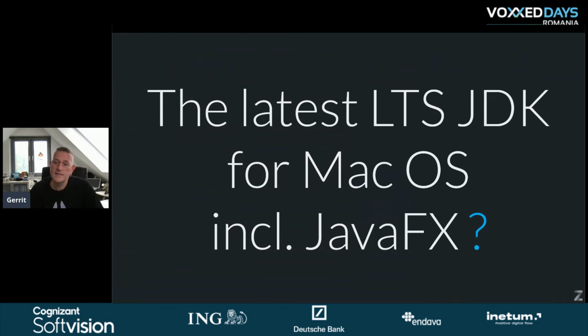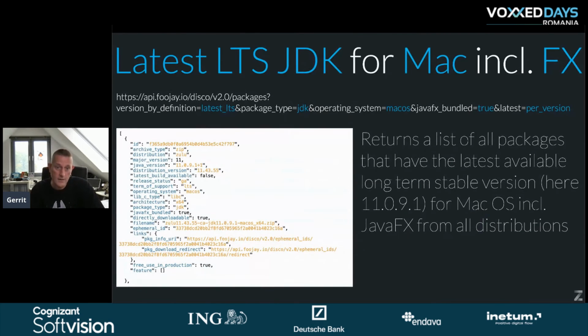You can ask for the latest LTS JDK for macOS, including JavaFX. And you see the URLs will get longer and longer because of all the different parameters. But you can ask version by definition. That means I would just like to have the latest LTS version that's available. I have no idea what it is. Just give me the latest long-term stable.